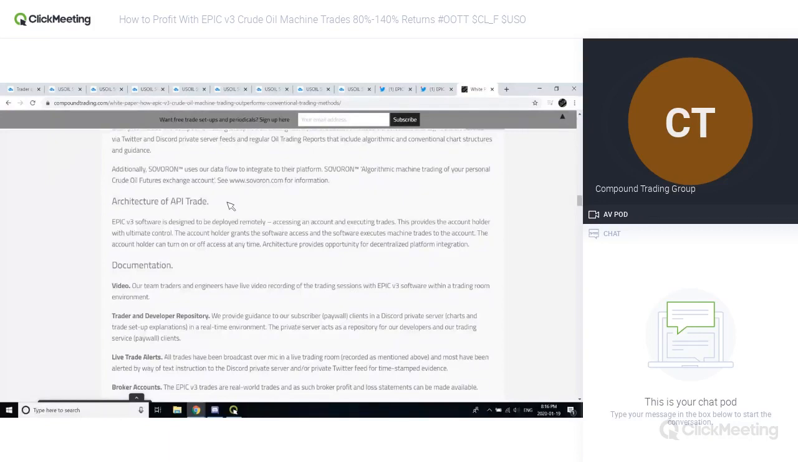In other words, let's say our software V3 is trading an account. That account can be shut down at any time. Basically, what Epic software does is it accesses an account and it trades as if it is that individual or that entity. And that individual or entity can shut that down at any time. But basically, the software is built to go and access that account and to trade that account.